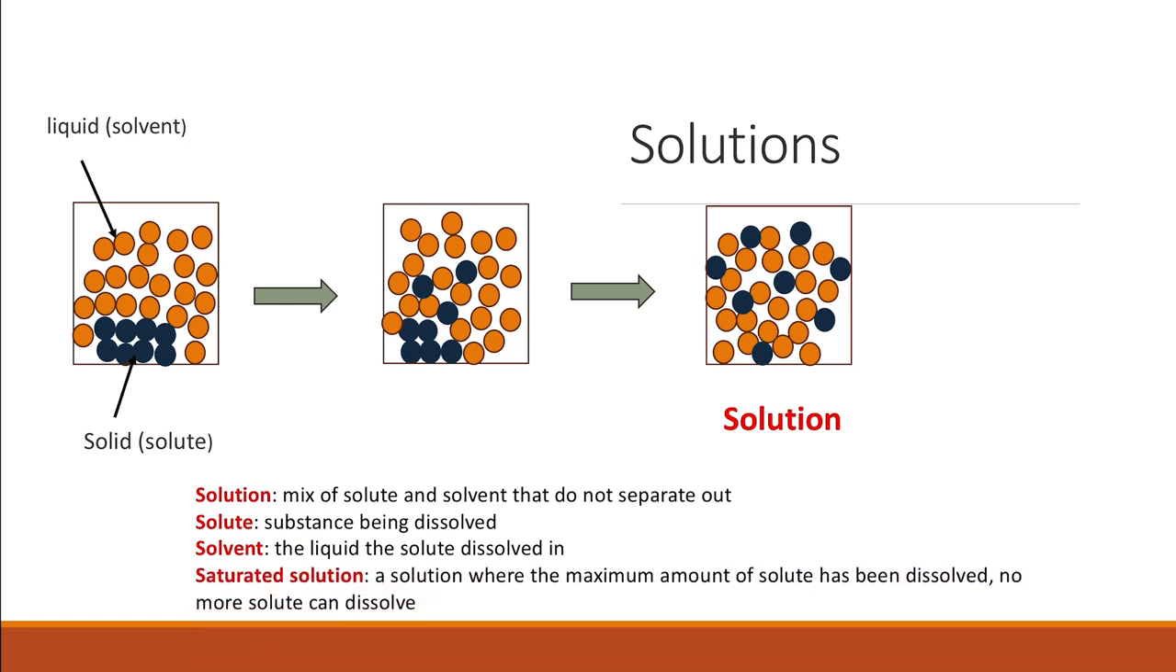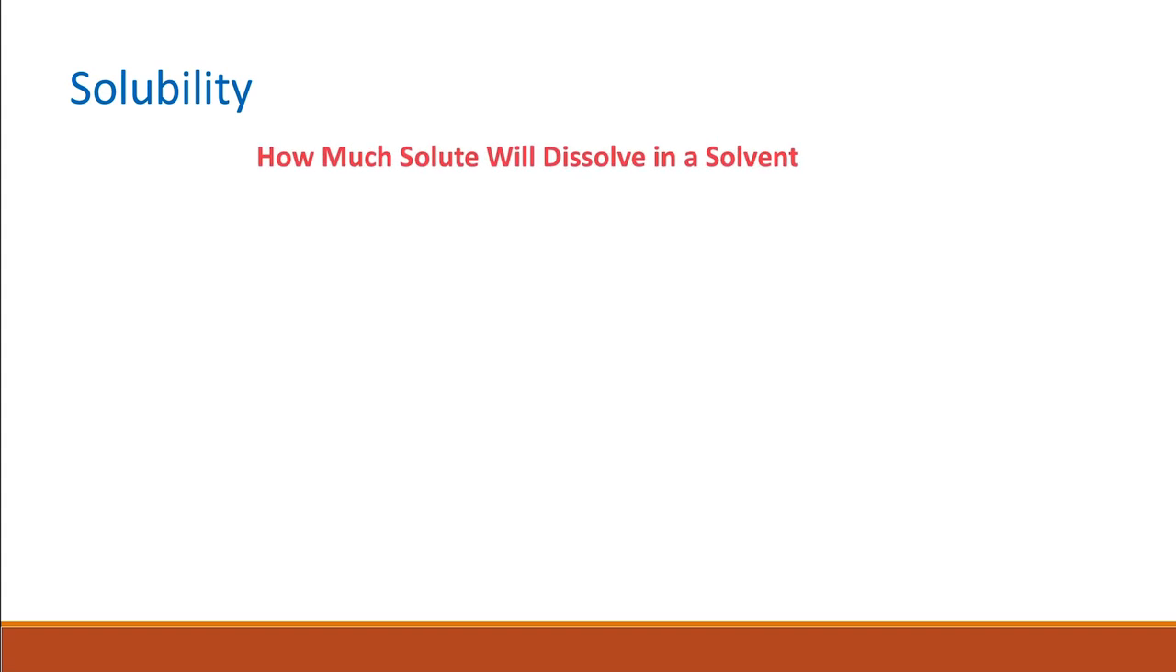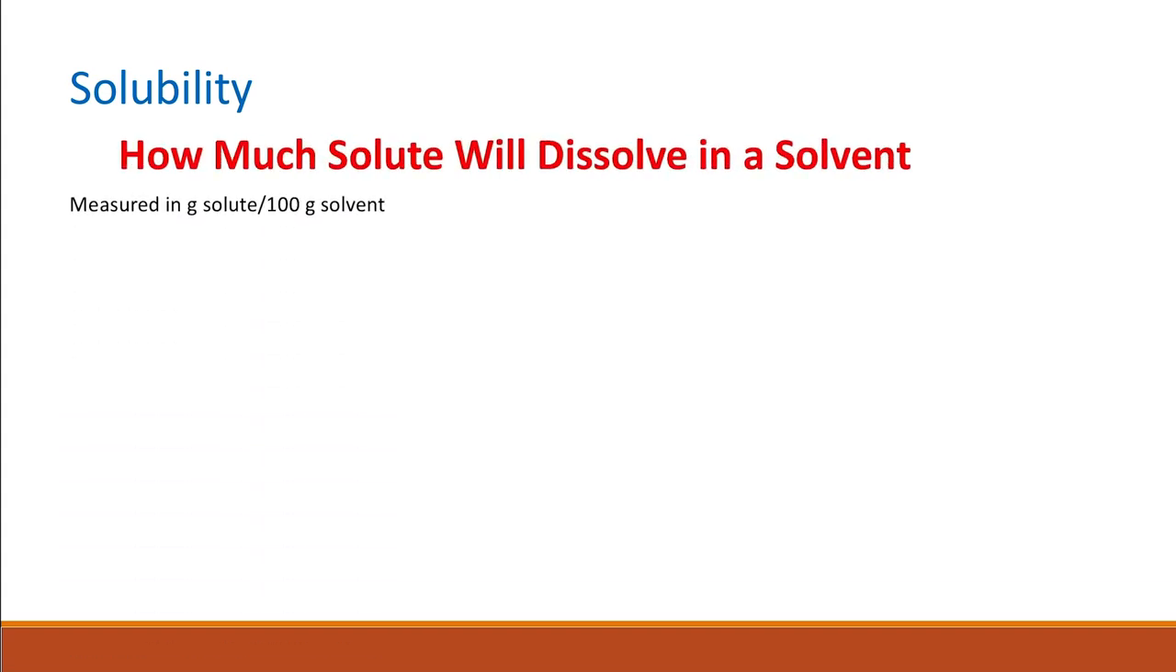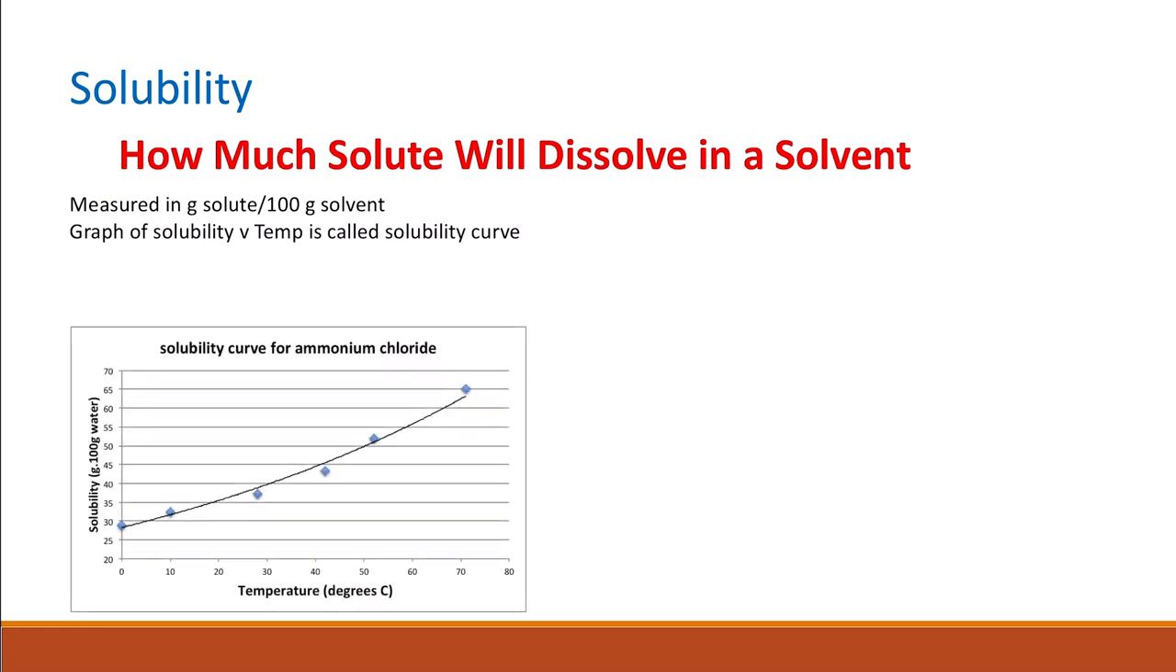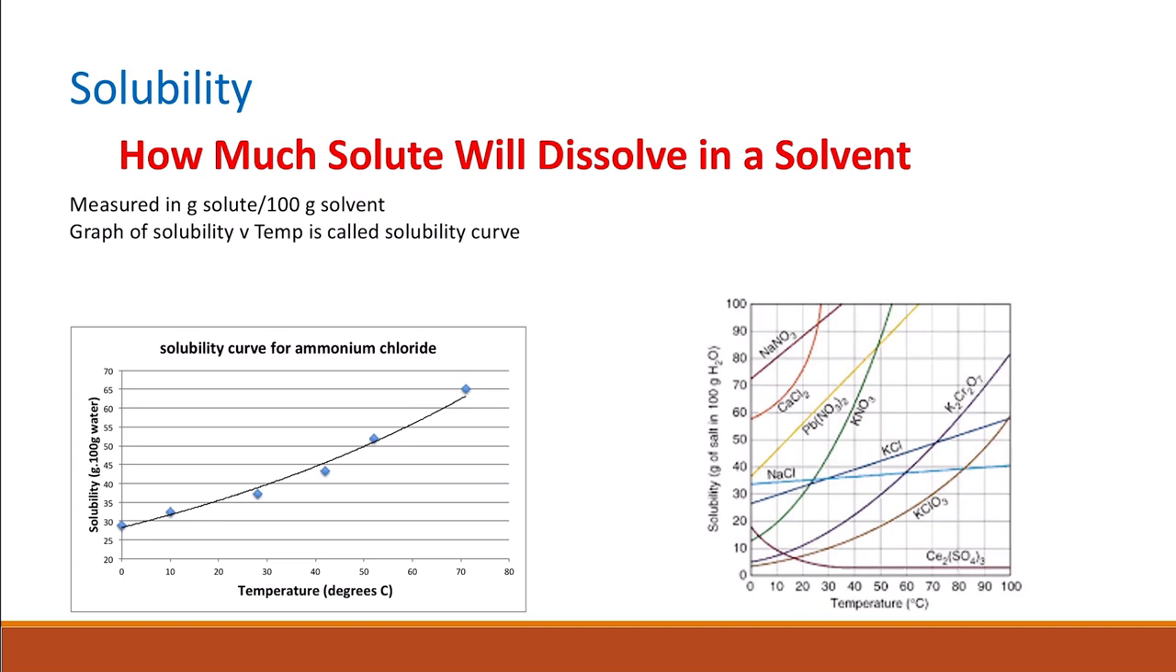A saturated solution is a solution where the maximum amount of the solute has been dissolved, so no more solute can dissolve. Solubility is how much solute will dissolve in a solvent. It's measured in grams of solute per 100 grams of solvent, and we can draw graphs of solubility versus temperature, which is called the solubility curve. This is the solubility curve of ammonium chloride, where on the x-axis we have the temperature in degrees Celsius, and the y-axis is the solubility in grams per 100 grams of water. Different solutes will have different shapes of solubility curve.